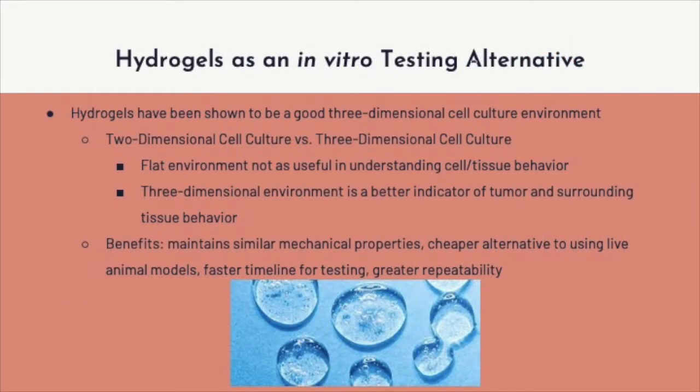It's important to understand the difference between a flat 2D environment versus a 3D environment in addition to the benefits to constructing a model like this. A flat environment is not as useful in understanding cell or tissue behavior versus a 3-dimensional environment, which is a better indicator of tumor and surrounding tissue behavior. Also, hydrogels have been shown to be a good 3-dimensional cell culture environment, with the main benefits that they will maintain similar mechanical properties, they are a cheaper alternative to using live animal models, and the timeline for testing is sped up, and there's much more repeatability.